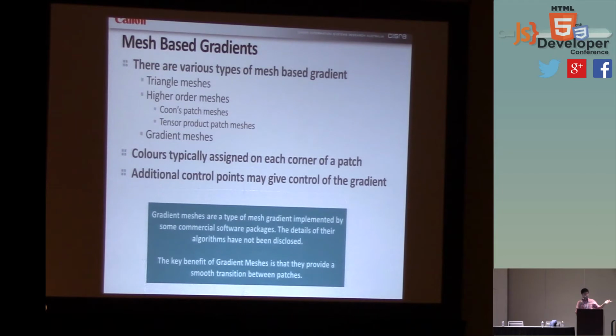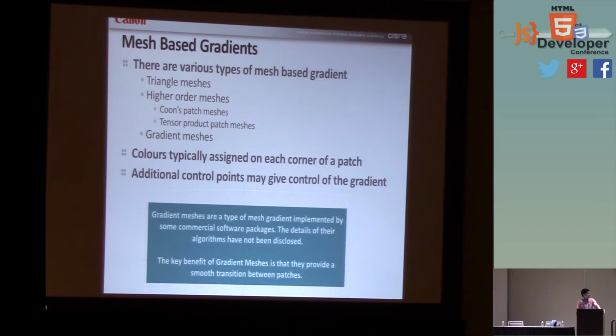But for all those cases there, each patch is individual and it's separated from the others. But there's another type called a gradient mesh, as opposed to a mesh-based gradient. And that's what's supported in Adobe Illustrator and Corel Draw. They do offer smooth transitions across boundaries, but unfortunately the algorithms haven't been disclosed.